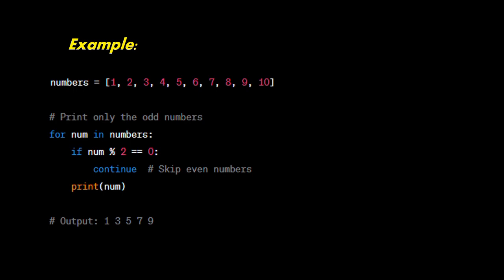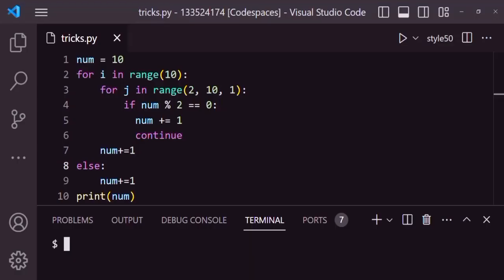Then we encounter the continue statement. Encountering the continue statement causes the loop to skip the remaining code inside the loop for the current iteration and move on to the next iteration. For each and every even number inside that list, the condition is true and it will encounter the continue statement, and this will cause it to skip all the even numbers and print only the odd numbers.